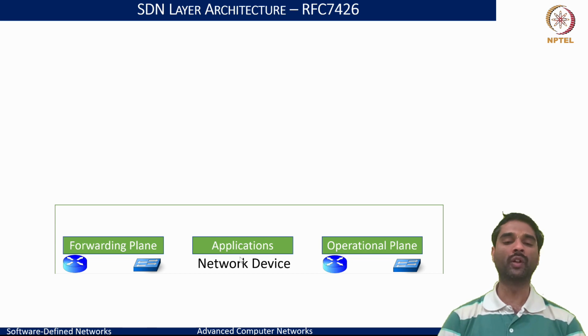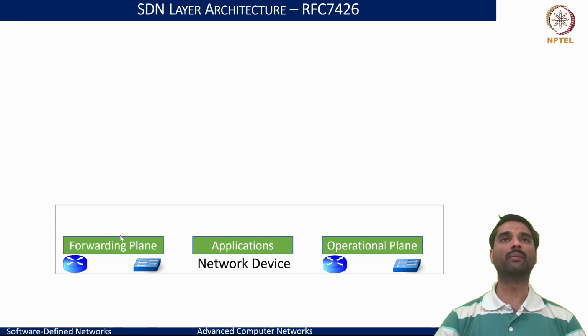What I mean is the routers and switches that we are considering could either be physical devices or they could also be softwareized virtual devices that could be running. And in the view of SDN architecture, these network devices consist of two key planes. One, the data plane, also known as the forwarding plane, and the other, the operational plane.